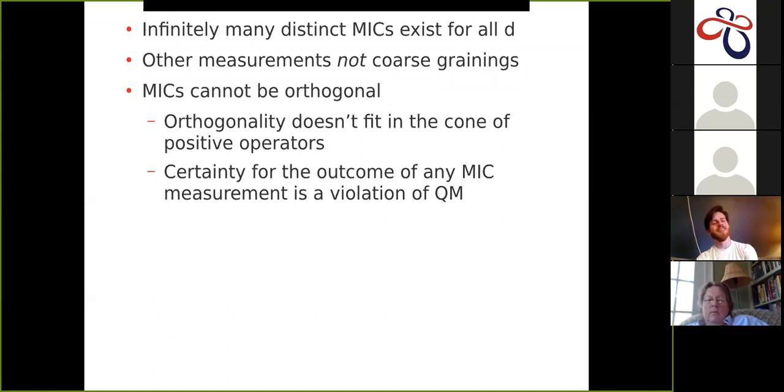Another important property, especially for this talk, is that MICs cannot be orthogonal. The reason is because orthogonality doesn't fit in the cone of positive operators. A consequence of that is that, in fact, you cannot be certain of the outcome of any MIC measurement. It's actually a violation of quantum mechanics. So this is sort of an uncertainty principle type of thing, because your reference probability measurement can't be too sharp.